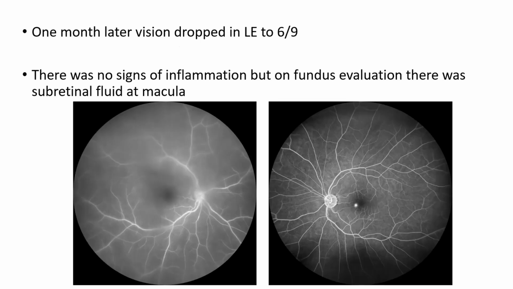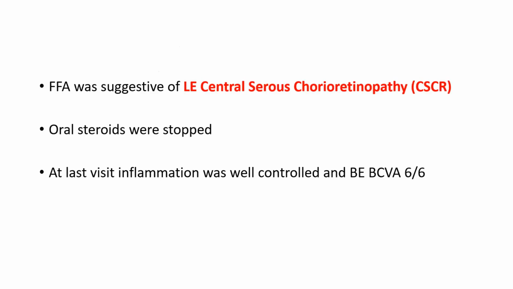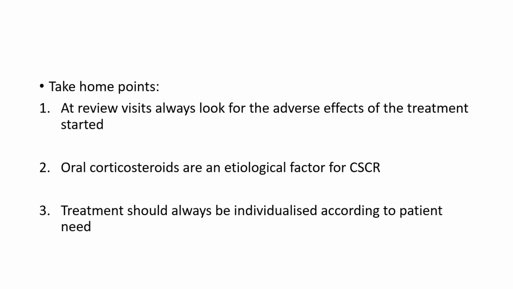When we did FFA, we saw the typical ink blot sign of CSCR in the other eye. So we immediately stopped the oral steroids. Inflammation was well controlled, and now she has vision of 6/6 in both eyes. I just want to say that you should always look at the patient as a whole, and when patients come for review, look for any adverse effects of the treatment you are giving. Thank you.